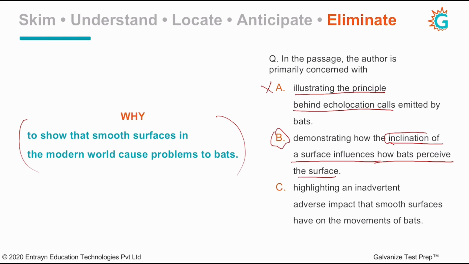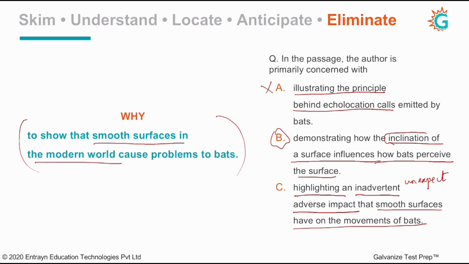C says the author is primarily concerned with highlighting an inadvertent adverse impact that smooth surfaces have on the movements of bats. Now this sounds like gold. This is bingo, because the passage essentially, the author is trying to say that smooth surfaces in the modern world cause problems for bats. So inadvertent adverse impact. Inadvertent means an unexpected impact. Adverse is a negative impact.